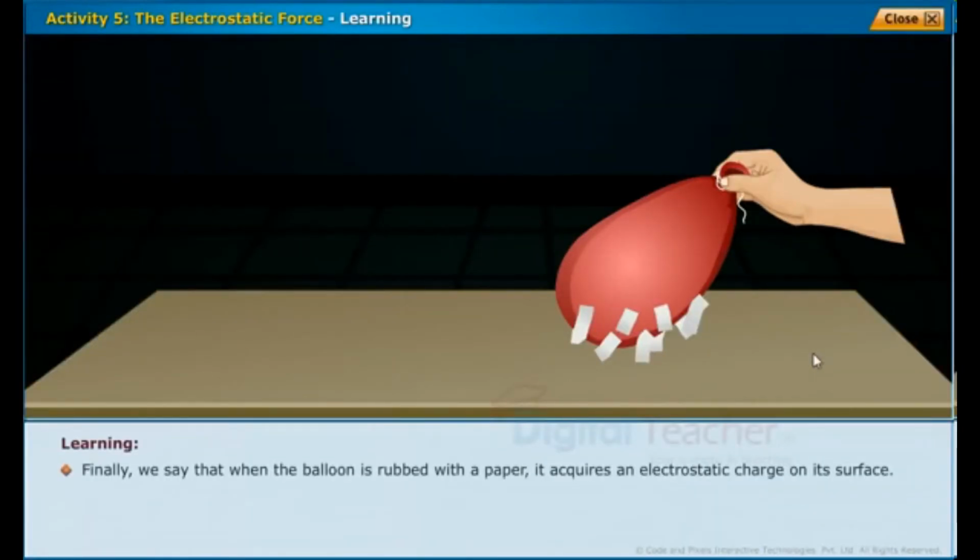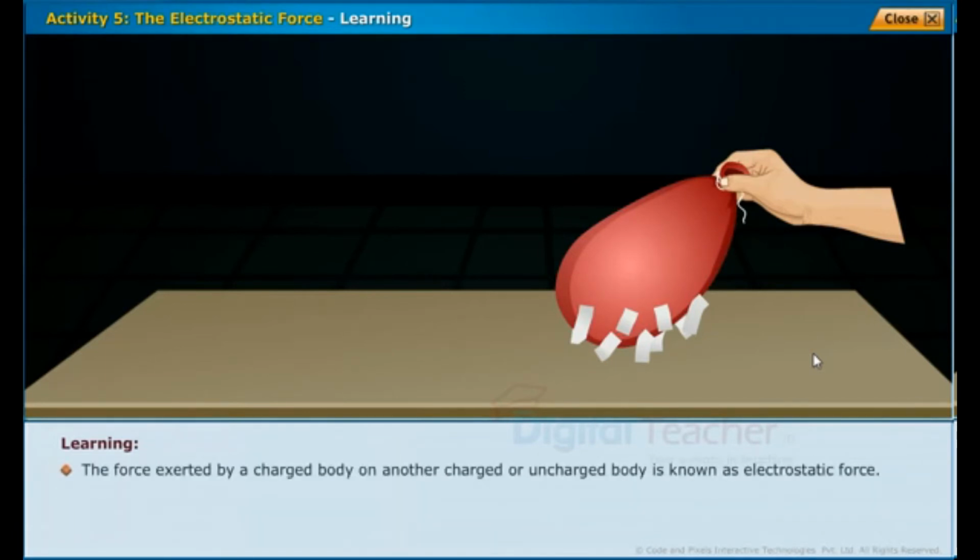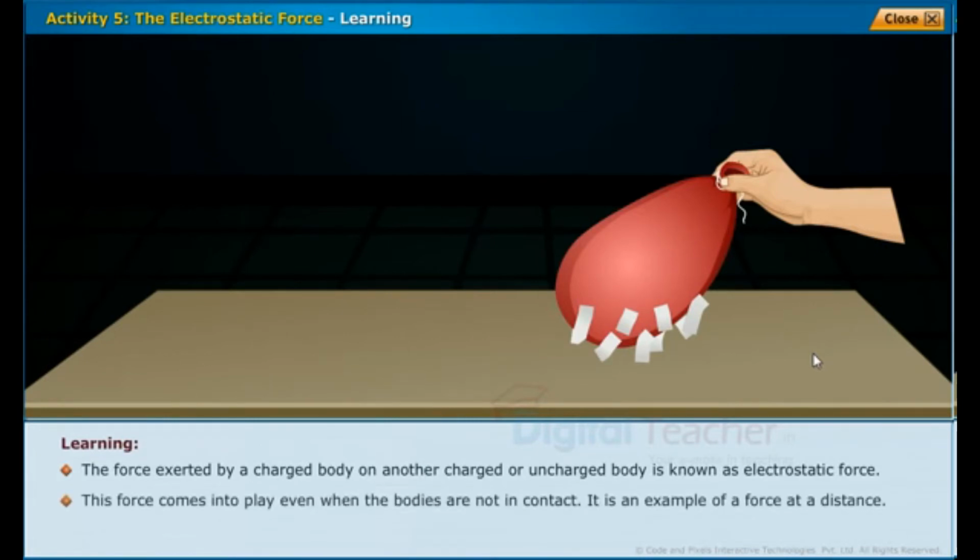Finally, we say that when the balloon is rubbed with a paper, it acquires an electrostatic charge on its surface. The balloon is now said to be a charged body. When it is brought near the bits of paper, the pieces acquire opposite charge and will rise and cling to the balloon. The force exerted by a charged body on another charged or uncharged body is known as electrostatic force. This force comes into play even when the bodies are not in contact. It is an example of a force at a distance.